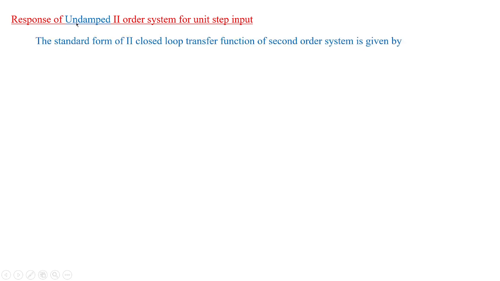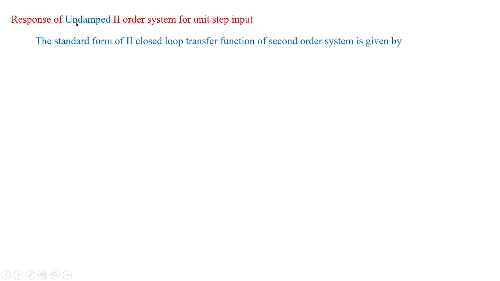Anyhow, let us go with the individual case. First, let us go with the response of undamped second order system per unit step input. Like in the previous class under time response analysis, class 1, we have seen the response of first order system per unit step. Now we are going to see the second order system when the zeta value is 0.